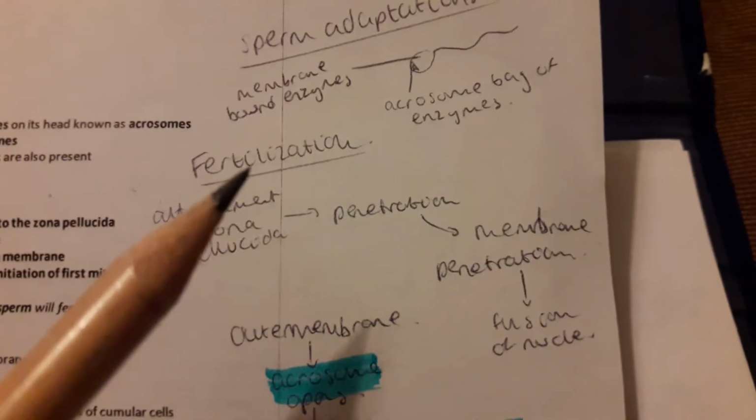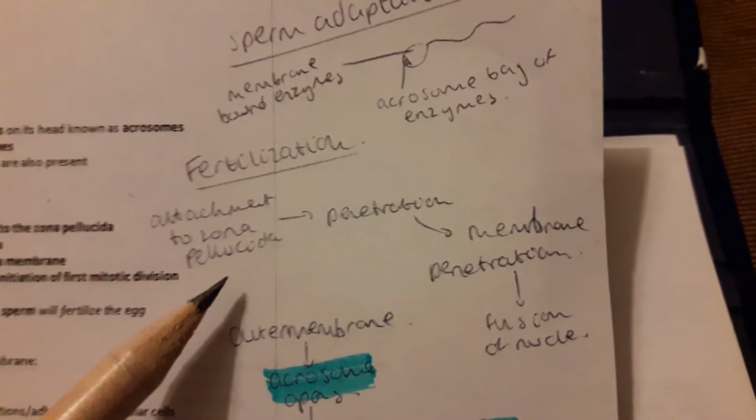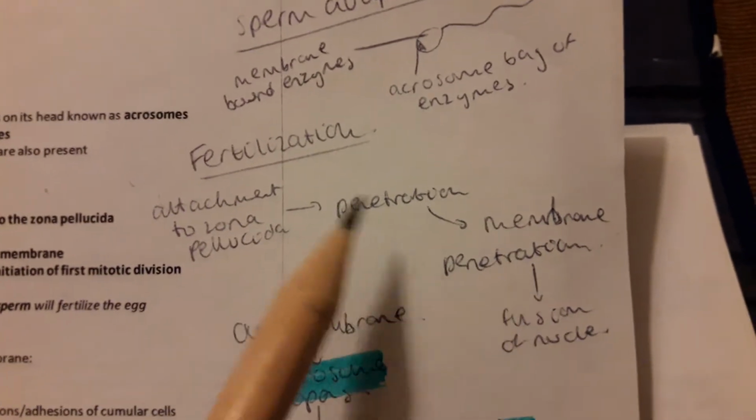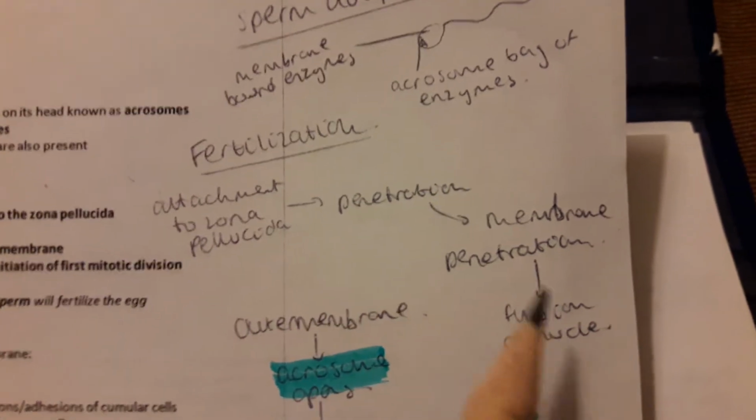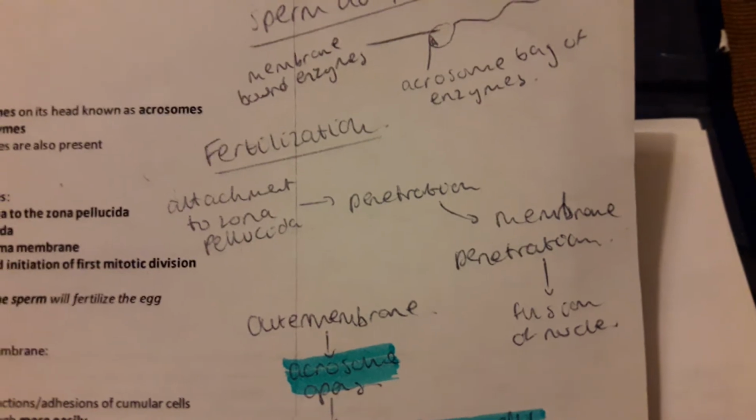So in terms of fertilization as a whole, what needs to happen? Well, the sperm needs to attach to the zona pellucida, which is the thick, clear coating which encapsulates the egg, and it needs to penetrate it. It then needs to penetrate the oocyte plasma membrane and fuse with the nucleus.